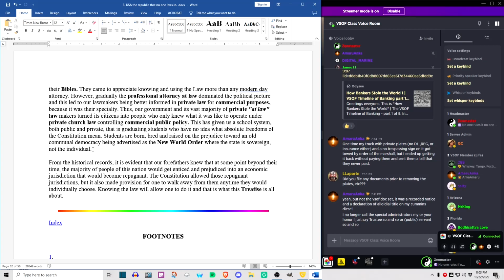Thus, our government and its vast majority of private at-law lawmakers turned its citizens into people who only knew what it was like to operate under private church law, controlling commercial public policy. In other words, Roman civil law garbage. This has given us a school system, both public and private, that is graduating students who have no idea what absolute freedoms of the Constitution mean.